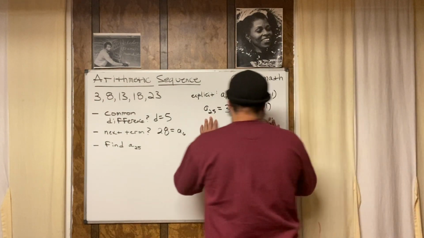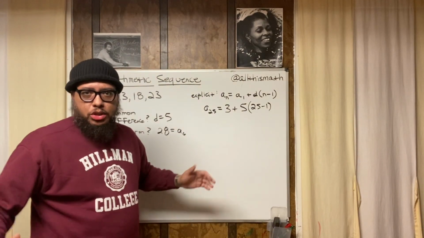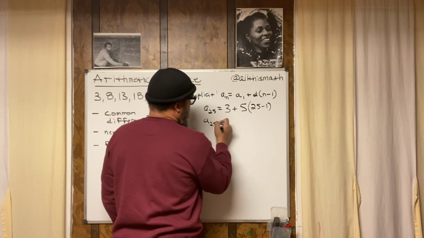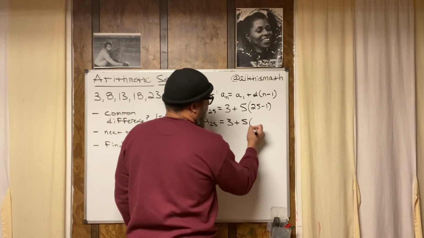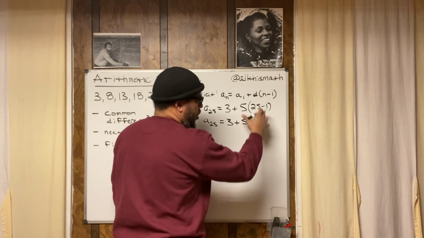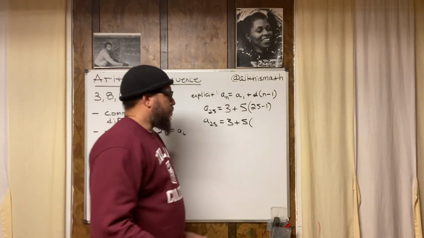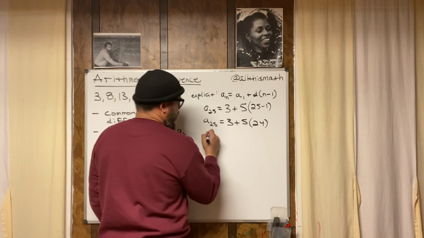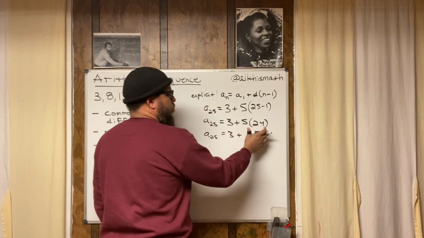Now for this problem, all we're doing now is basically order of operations. That's all we're doing, just order of operations. So what I'm going to do is say a sub 25 is equal to 3 plus 5 times... I could have distributed, but I'm going to just work out everything inside the parentheses, do the 25 minus 1, get the 24. I put the 24 in there, and then a sub 25 is equal to 3 plus, and then I'm going to do the multiplication.